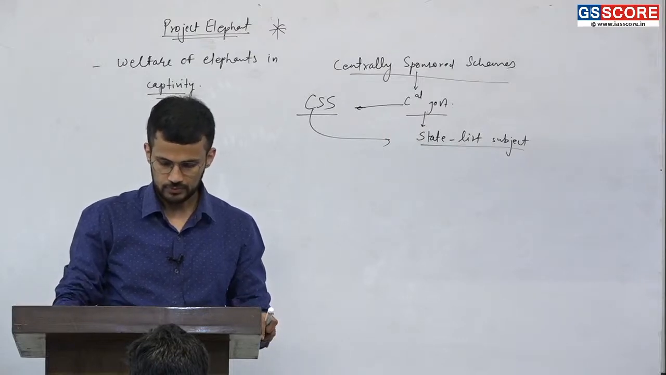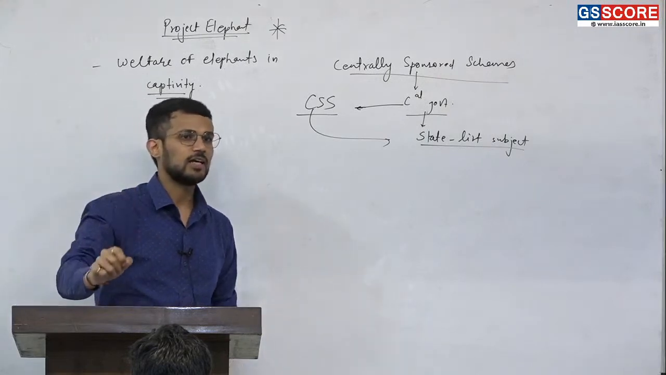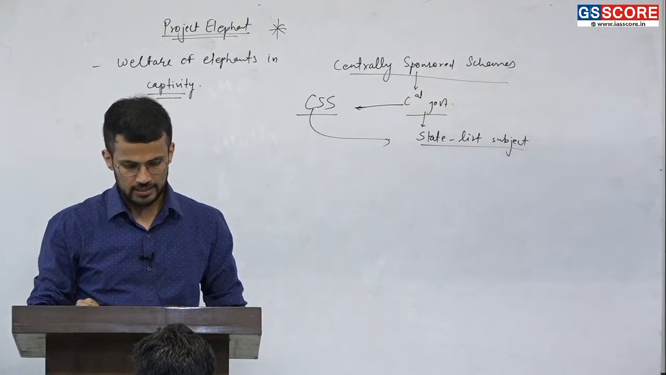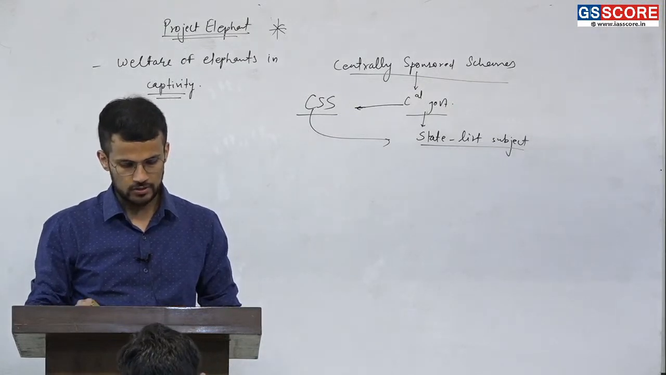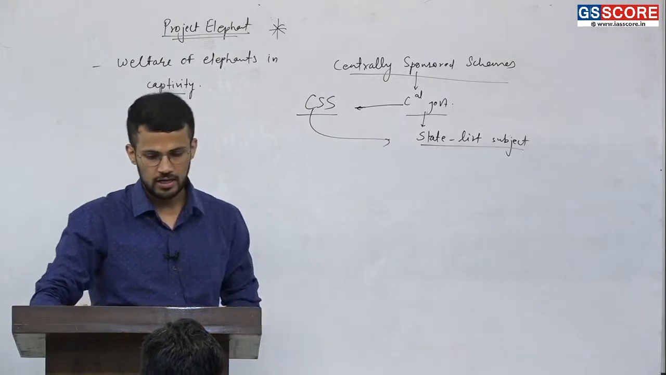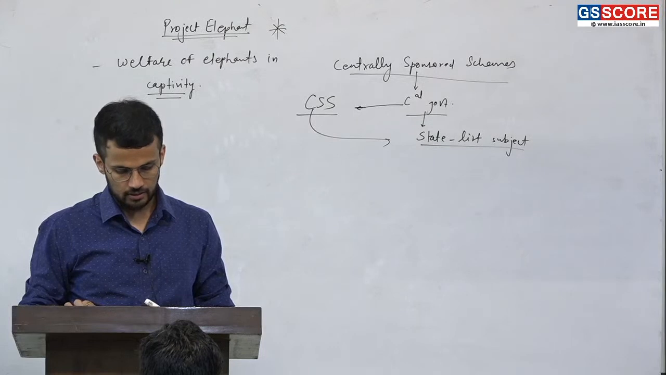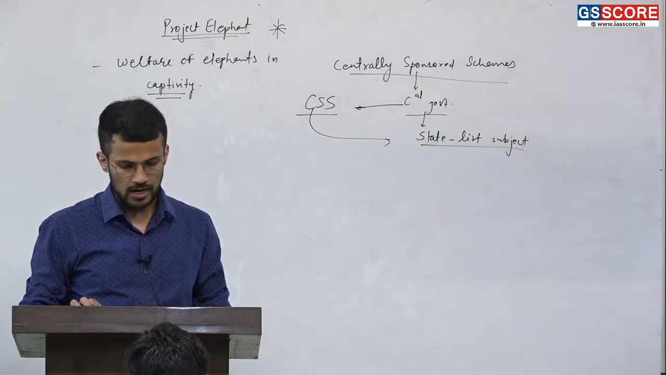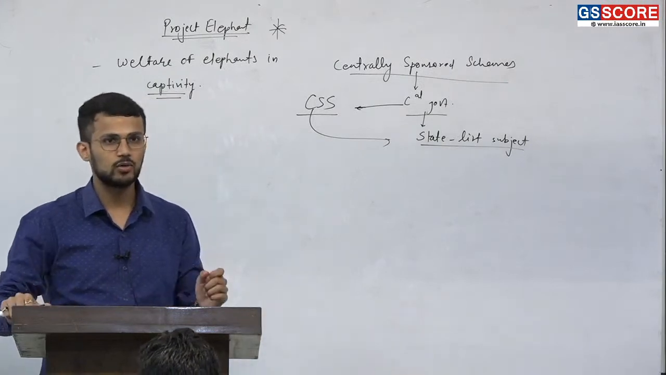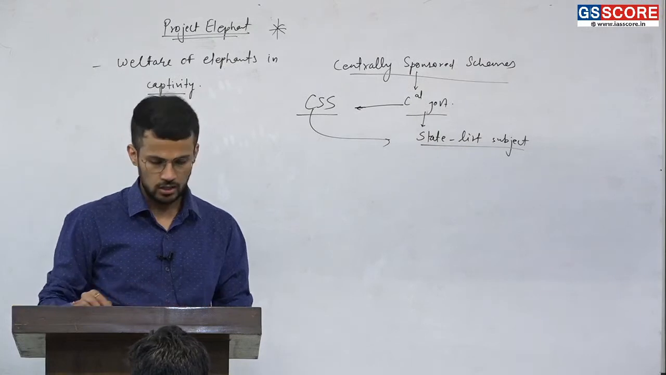Next. 38th topic is not important. 39th is very important. Grey slender loris, because the first ever sanctuary for slender loris was created in the state of Tamil Nadu, in the Karur and Dindigul district. In Karur and Dindigul district, there is the first sanctuary for grey slender loris.